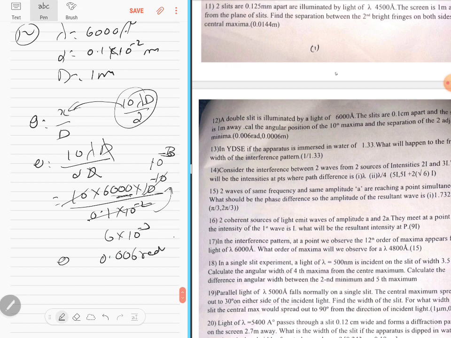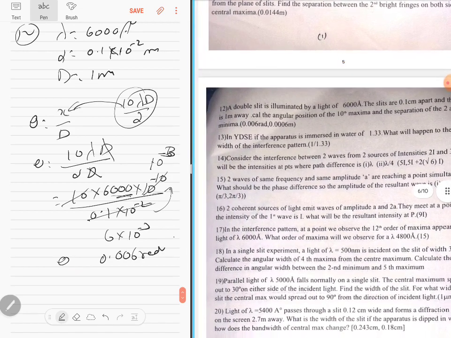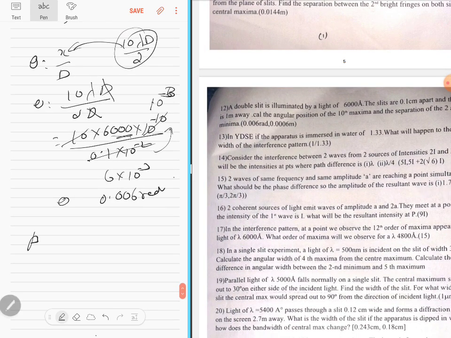Okay, so perfect. Next is to find the same type of question we have done in the previous one. Beta is equal to the separation between two minimas or maximas, which is nothing but bandwidth, lambda into capital D by small d.